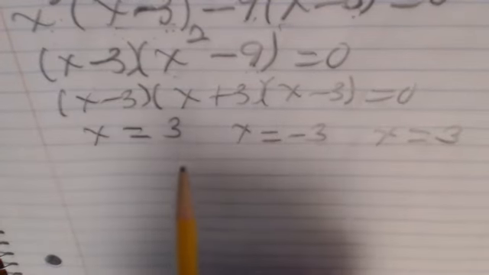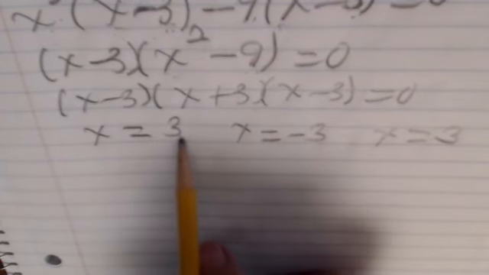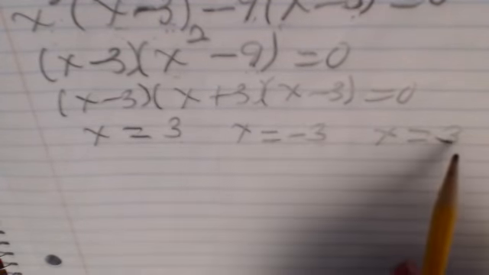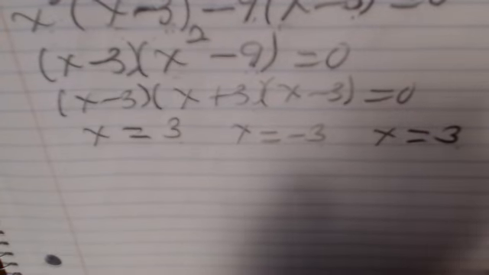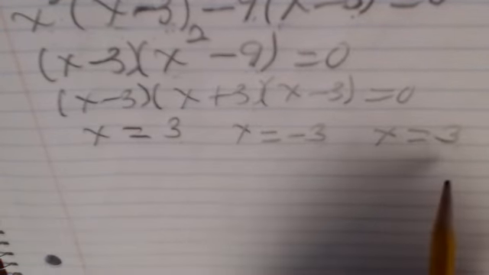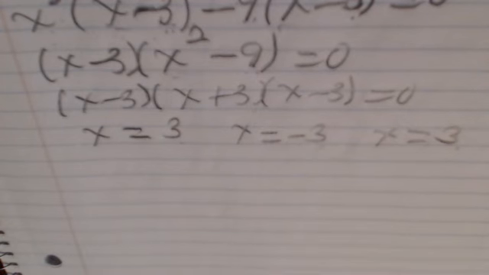So when we set all this up, we get 3 different answers. X is 3, x is minus 3, and x is 3 again. It's perfectly legal to have repeated answers. In other words, I can have the 3 twice for an answer. Okay, I had saved one. You wasn't here when I made that statement.